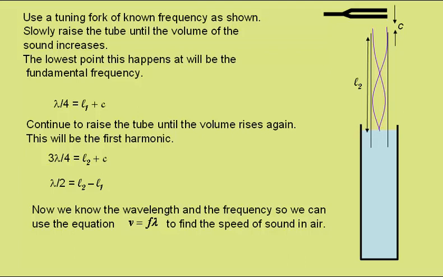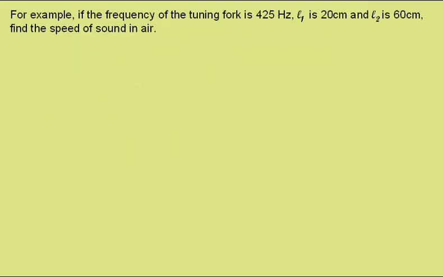Now we know the wavelength and the frequency from the frequency of the tuning fork, so we can use the equation wave speed equals frequency times wavelength, or V equals F lambda, to find the speed of sound in air. Let's just run through a simple example.